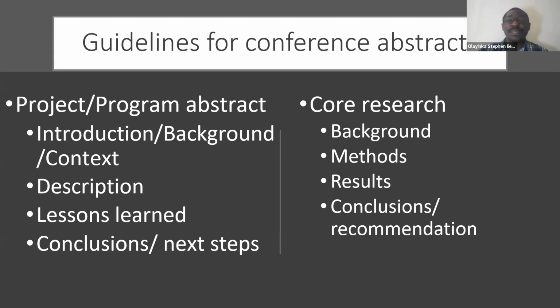Now, you have methods in the core research, but for project abstract, it's usually a description of what you have done. You give a description, and it's just like the method section of a research abstract. Now, instead of having a results section, most often what we have here is lessons learned, the findings, what you can find from the study or from the project that you have carried out. Now, the conclusion is still the same. And instead of having maybe your recommendation, you may put next steps. So we're going to be talking briefly now about each of these that I've already mentioned: the introduction, the description, the lessons learned, conclusion, and the next step.